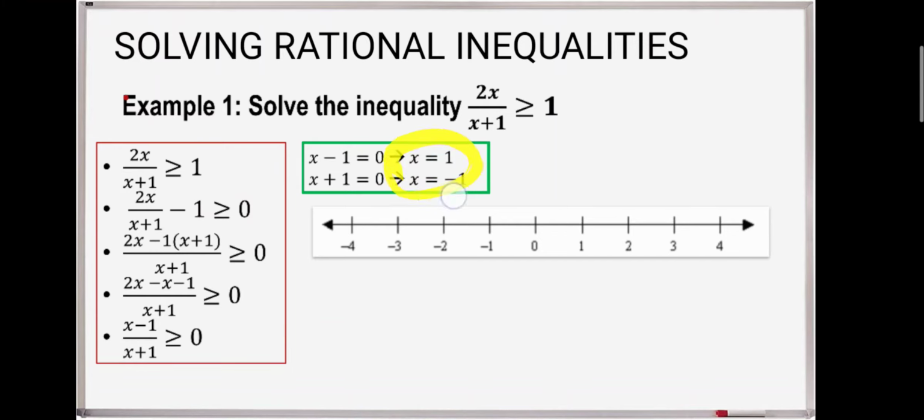So, we have to evaluate the given inequality on our obtained critical values, okay? And if the statement is true, therefore, we will use the shaded circle. And if the statement is false, we will use the unshaded circle. So let's try x is equal to 1. If x will be substituted by 1, we have 2 times 1 is 2. 1 plus 1 is 2. Therefore, 2 over 2 is 1. So 1 is greater than or equal to 1. Therefore, that is true.